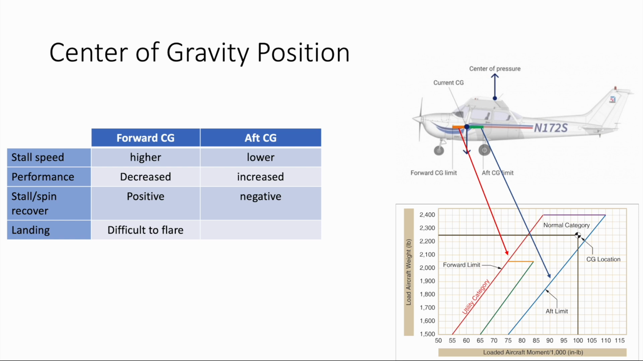With an aft center of gravity, the plane's going to fly like this, so it's further from reaching critical angle of attack. So it's going to stall at a lower airspeed before it reaches critical angle of attack. But once it does stall, it's much harder to get the nose down to recover from a stall.